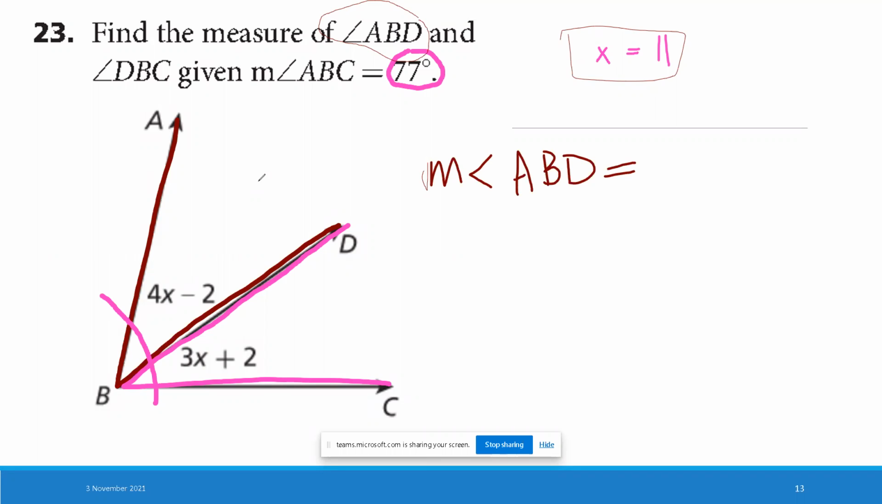Yes, girls, what is the measure of the angle ABD? No, I want ABD only. ABD is 4x minus 2. You don't know? You said it is an expression. It is 4x minus 2. So how will you find the measure of the angle ABD?